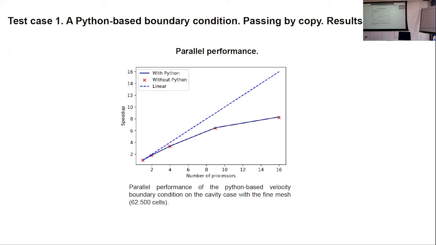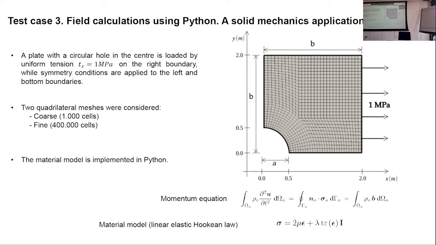You can read test case 3, and you might be wondering, where is test case 2? Well, it's not in the paper, because I had to remove it for the sake of time. But in test case 2, we are prototyping. We are implementing a numerical method or numerical scheme in Python instead of C++. But this is the star of the paper. This problem is the most extensive one. We ran it by copy and by reference.